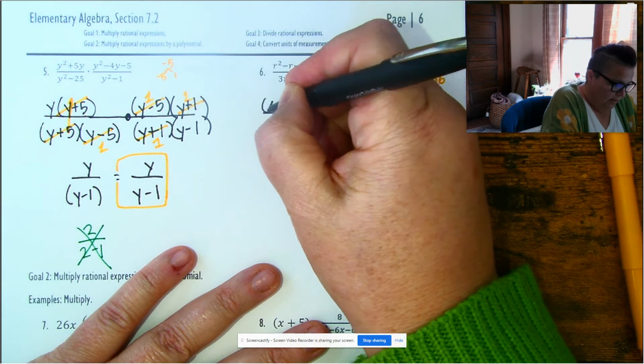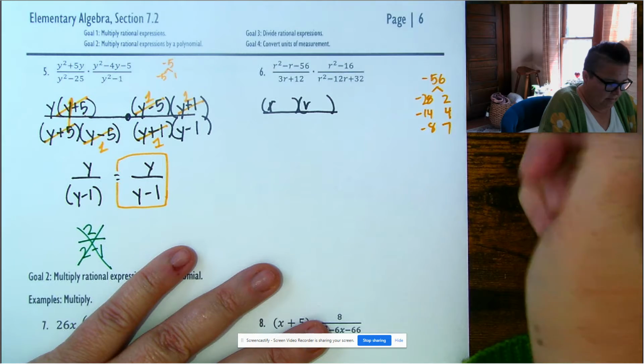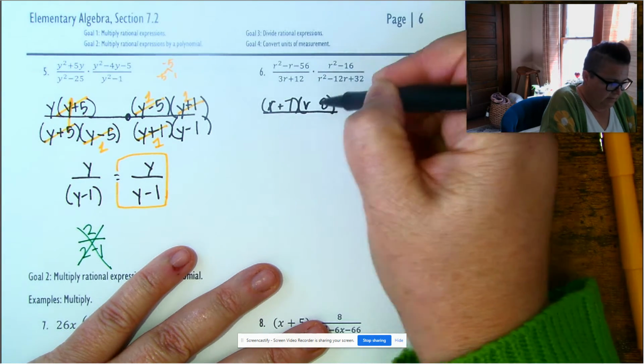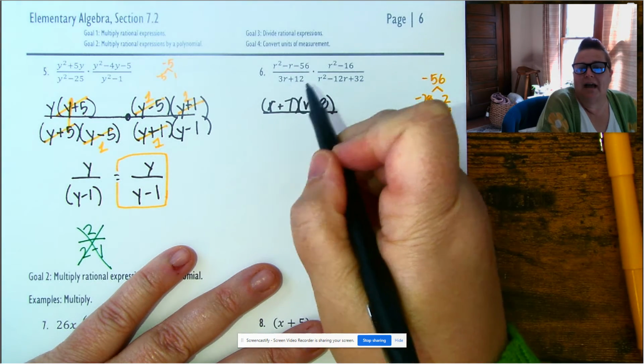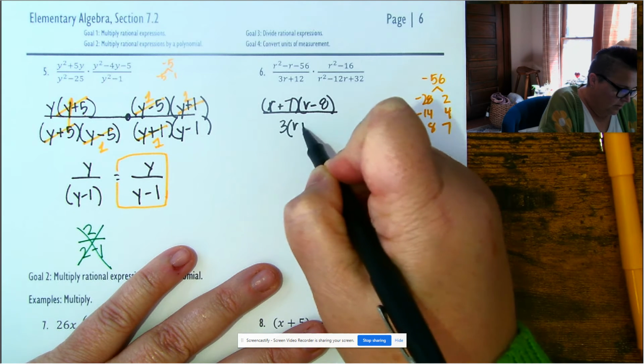All right, so we've got an r and an r, and then it would have to be the 7 and the 8. The 7 is positive, the 8 is negative. Okay. Then in my denominator to factor that, I'm going to take a 3 out, and that's going to leave me with r plus 4.